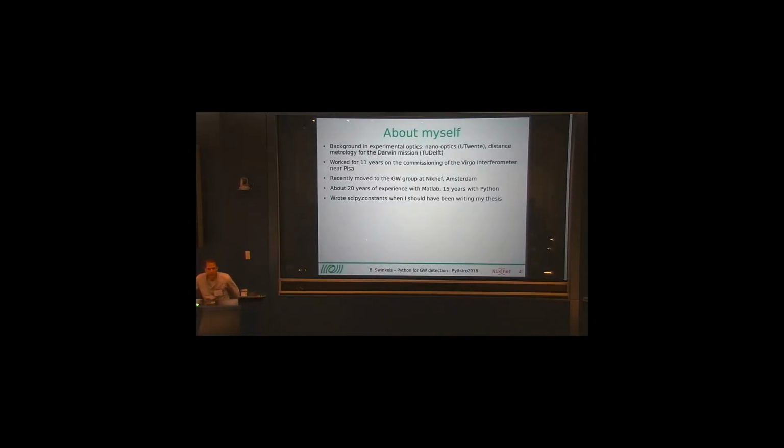So really quickly about myself. I'm not an astronomer. I don't know a lot about software, but I have a background in experimental optics. After I did my PhD, I worked for the last 11 years at the site of the Virgo Interferometer on the commissioning and the fine-tuning of the instrument. Only recently I moved to the Nikhef group in Amsterdam, but I'm still doing the same work. I do have a long experience with MATLAB and a little bit less with Python. And although I do use a lot of open source software, I didn't contribute a lot myself, except for scipy.constants, which I wrote when I should have been writing my thesis.